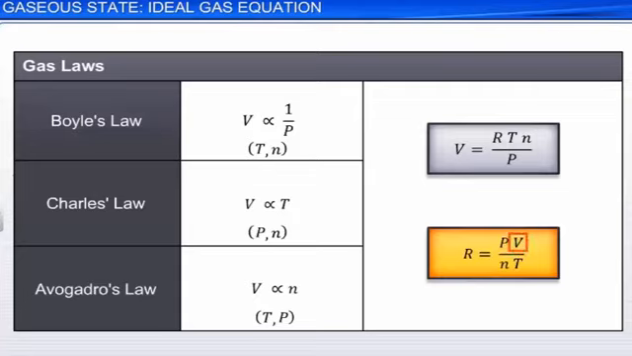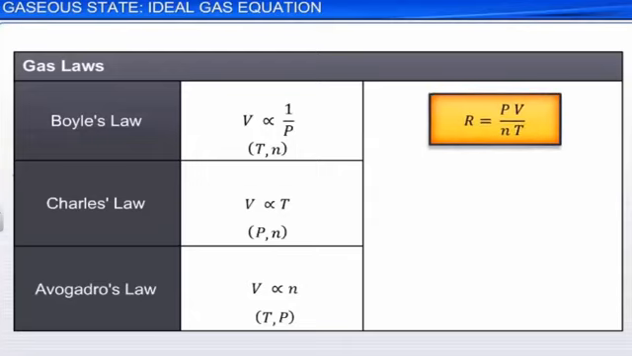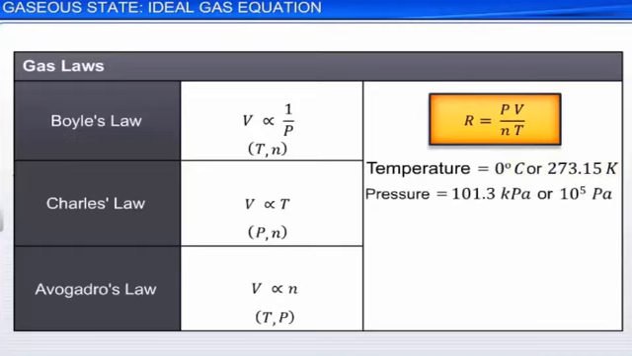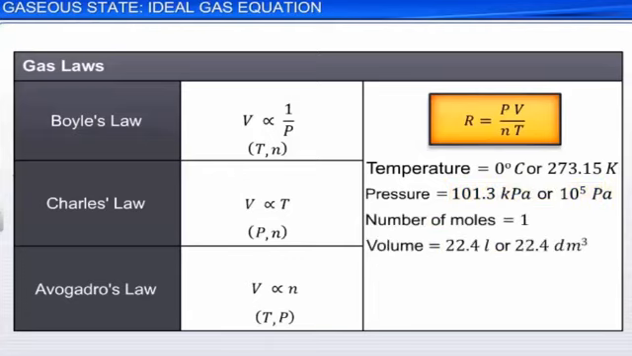For example, under standard conditions of temperature, that is, 0 degrees Celsius or 273.15 Kelvin, and pressure, that is, 1 atmosphere or 101.3 kilopascal or 10 to the power of 5 pascal, 1 mole of a gas occupies 22.4 liters, or 22.4 cubic decimeter. On substituting the values in the equation, we can get the value of R as 8.314 joules per Kelvin per mole.